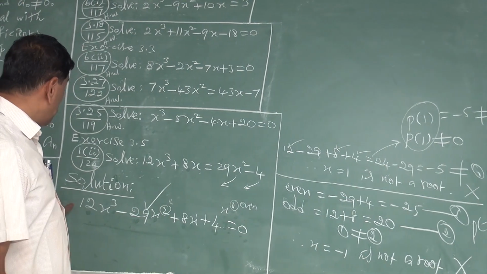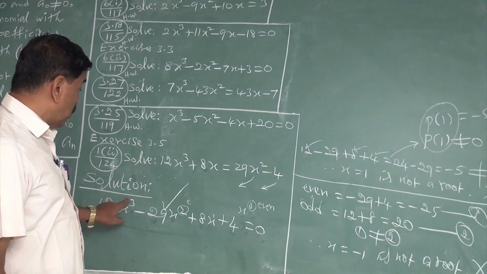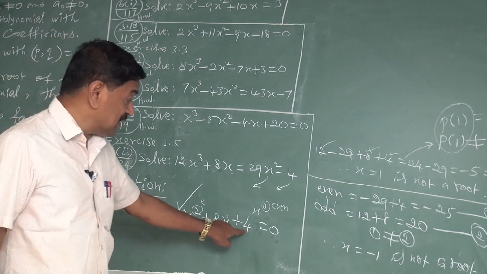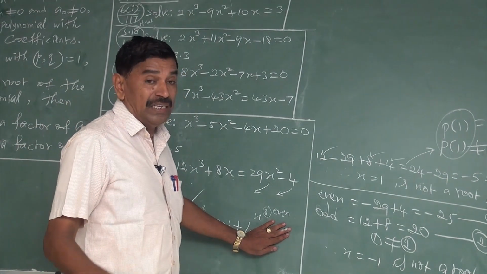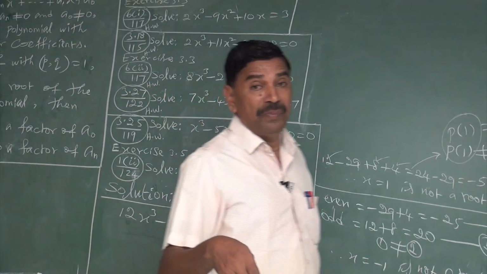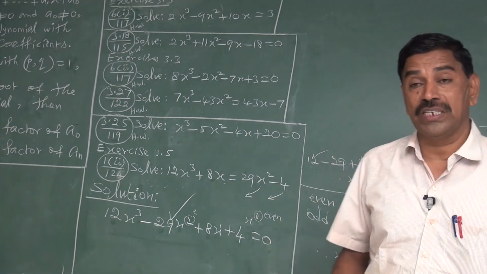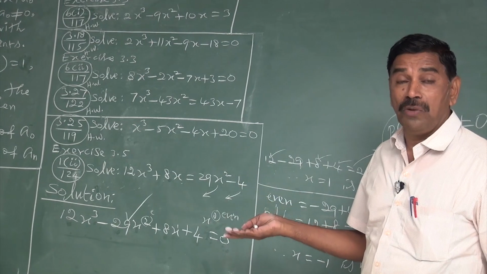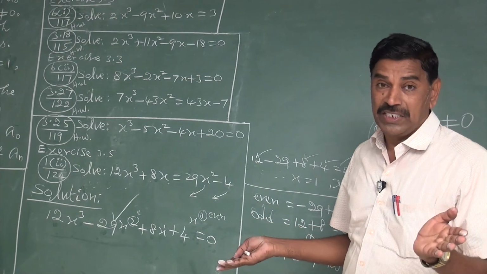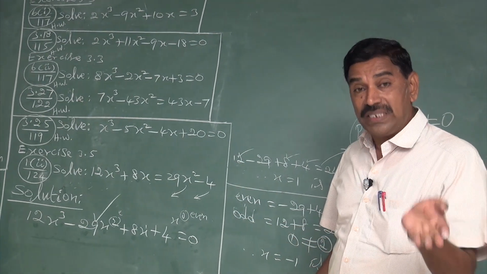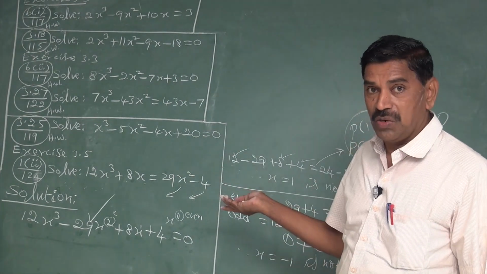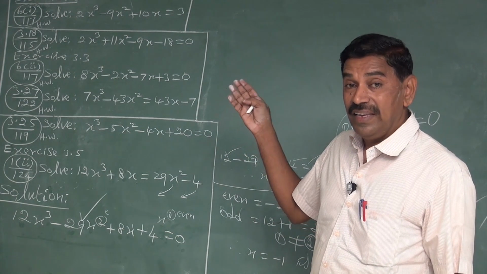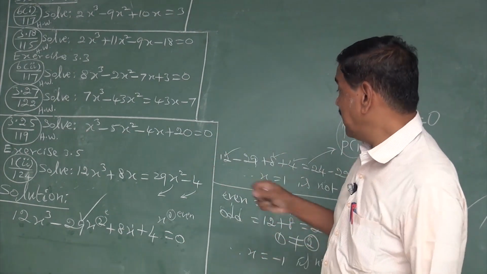That means P of 2 is equal to, suppose, 12 into 2 the whole cube minus 29 into 2 the whole square plus 8 into 2 plus 4, and verify whether equal to 0. P of 2 equal to 0 means therefore x equal to 2 is a root. And suppose P of 2 not equal to 0, next you move to P of minus 2. P of minus 2 equal to 0 means x equal to minus 2 is a root. Suppose P of minus 2 not equal to 0, then x equal to minus 2 is not a root. So it is a technique.